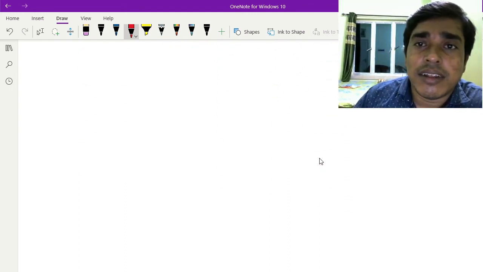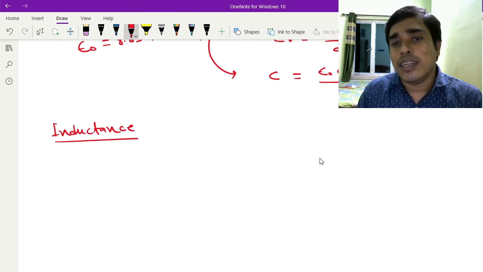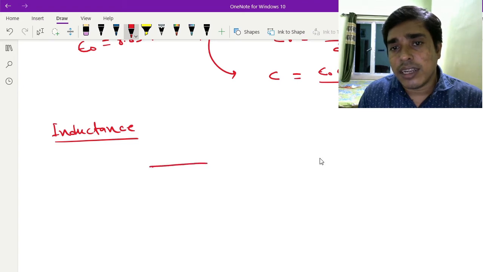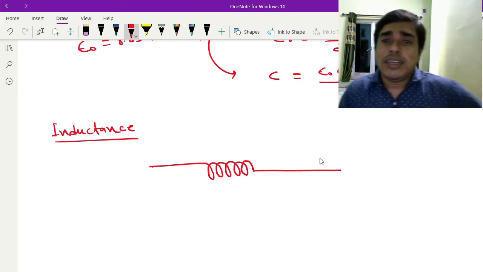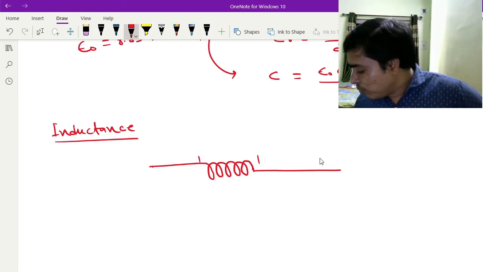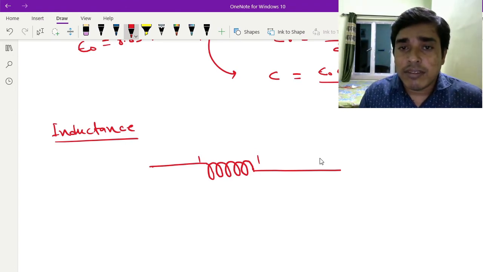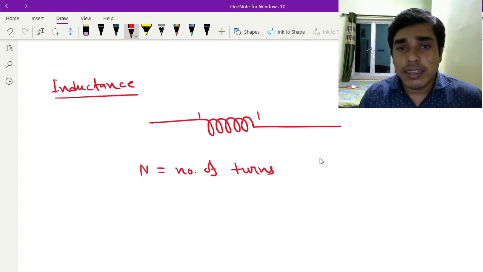Now inductance. What is inductance? If I take a conductor wire and wind it in this way, it actually constructs an inductor. For a specific inductor there is a number of turns, suppose the number of turns is n. And L is the inductance.